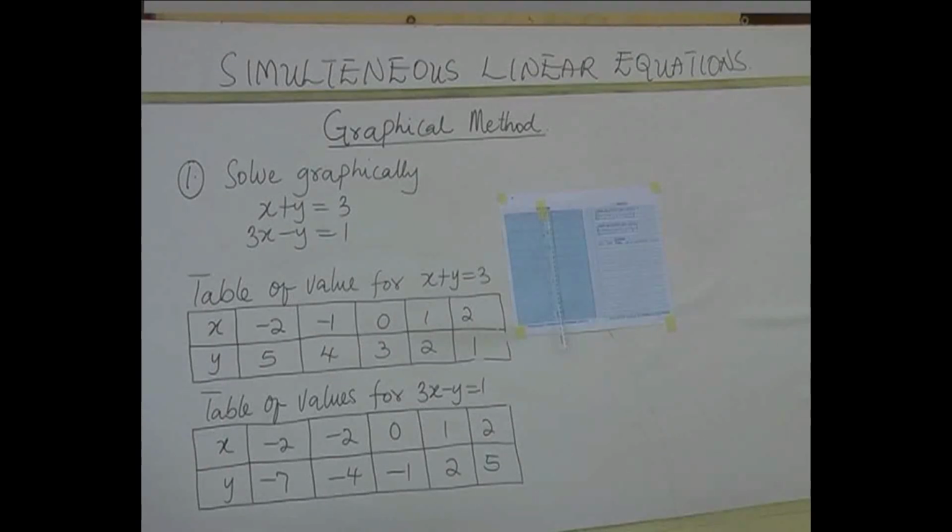As you can see on the whiteboard now, at the left hand side you will see the equations that we are solving, which say solve graphically: x plus y is equal to 3, and 3x minus y is equal to 1. You can see the two tables of values that we constructed. The one on top says table of values for x plus y is equal to 3. That is the first equation. The second one says table of values for 3x minus y is equal to 1. That is the table of values for the second equation.